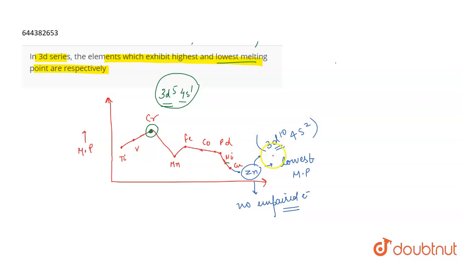It means that it has a completely filled d orbital, and unpaired electrons are responsible for the interatomic interactions. So as there are no unpaired electrons, there will be no interatomic interactions here, and therefore it is going to have the lowest melting point. Therefore the highest melting point is for chromium, whereas the lowest melting point belongs to zinc. That's all for the question.